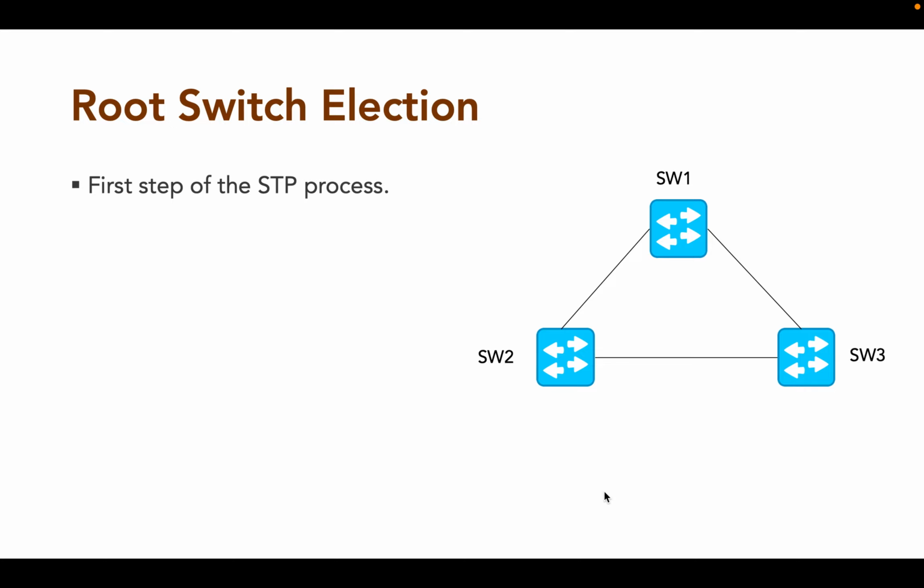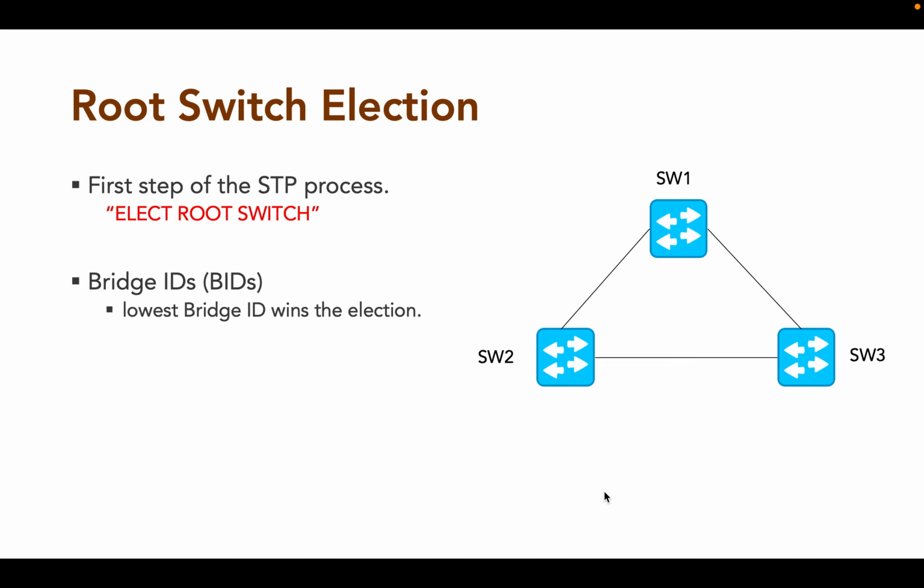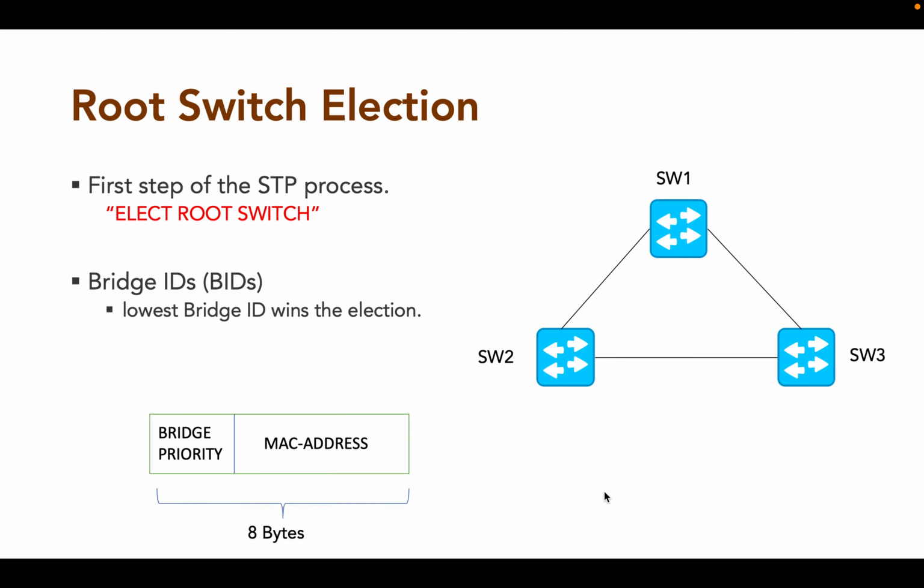The first step of the STP process is to elect the root switch in the network. The election is totally based on the bridge IDs sent in the BPDUs. The switch with the lowest bridge ID is chosen as the STP root switch. The bridge ID is 8 bytes and consists of a 2-byte priority field and a 6-byte system ID, which is nothing but a universal burned-in MAC address on each switch. The MAC address and priority together make up the bridge ID. Bridge ID, or BID, uniquely identifies every switch on the spanning tree.